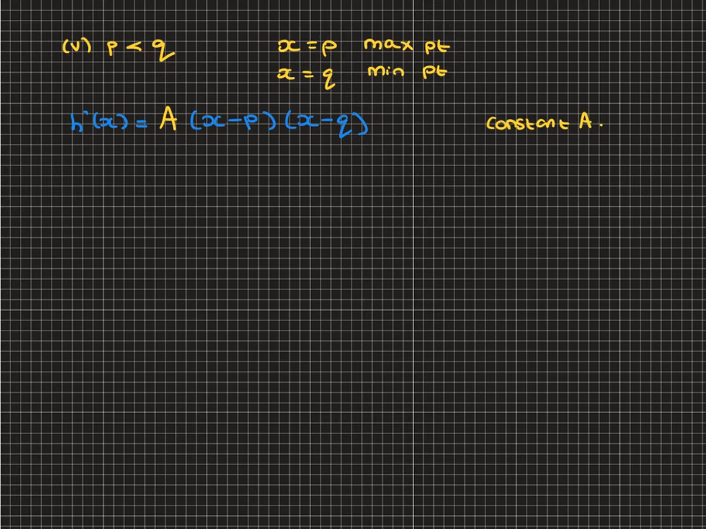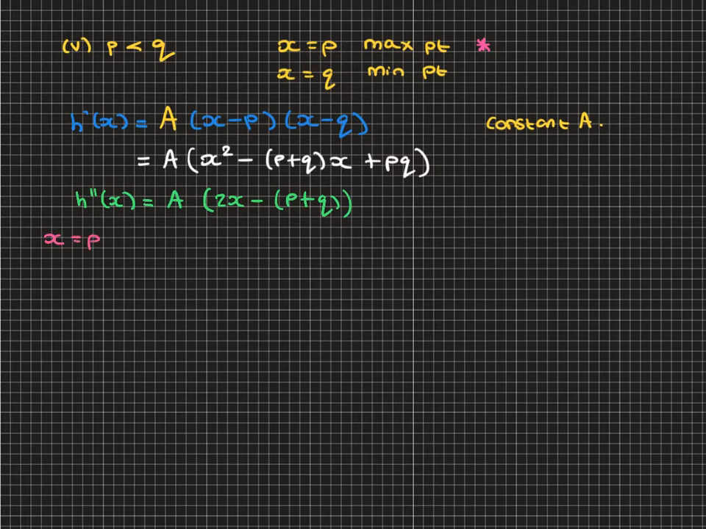So I can expand this out just for interest. So a bracket x squared minus p plus q x plus pq. Done a little bit of tidying there as well. And then I can also differentiate a second time to give me h double dash of x, which is equal to a bracket 2x minus p plus q. And that may come in handy. Now, we know that we have these points here. So I'm going to start with x equals p.